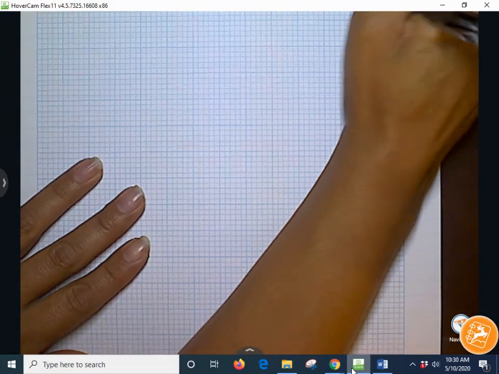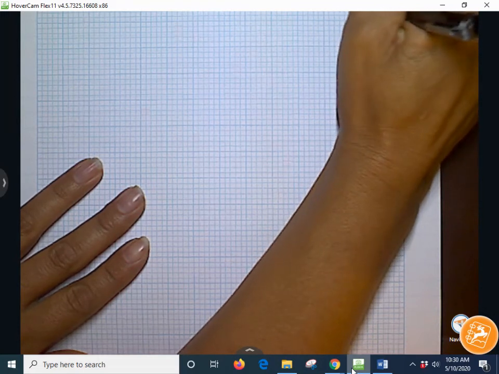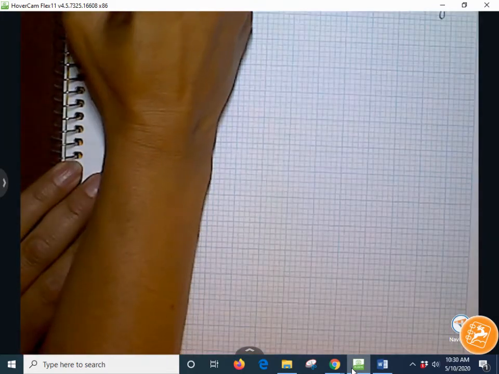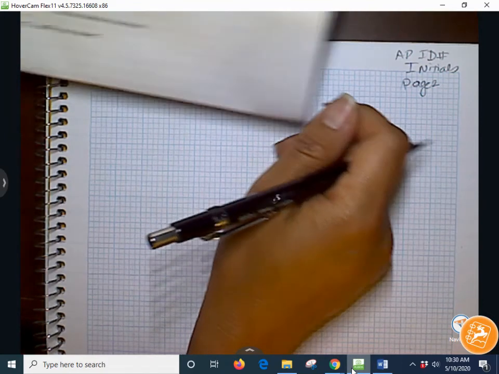APID number, initials, and page 2. Okay, and what problem was that? That was C. So now I'm on D. All right, D is this.